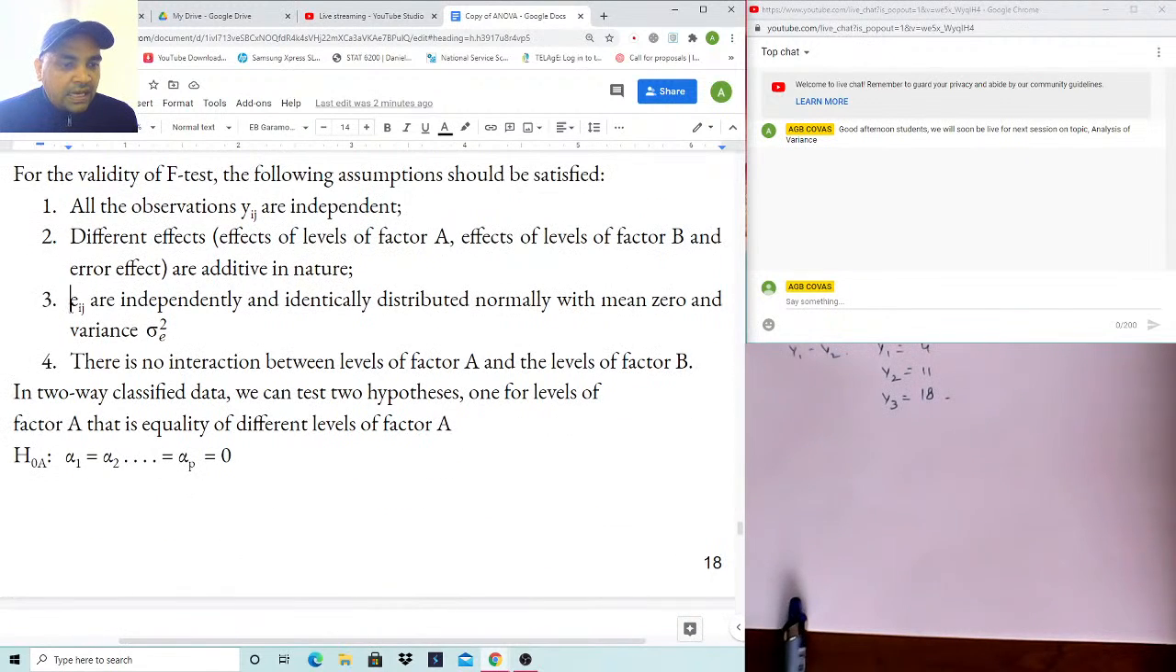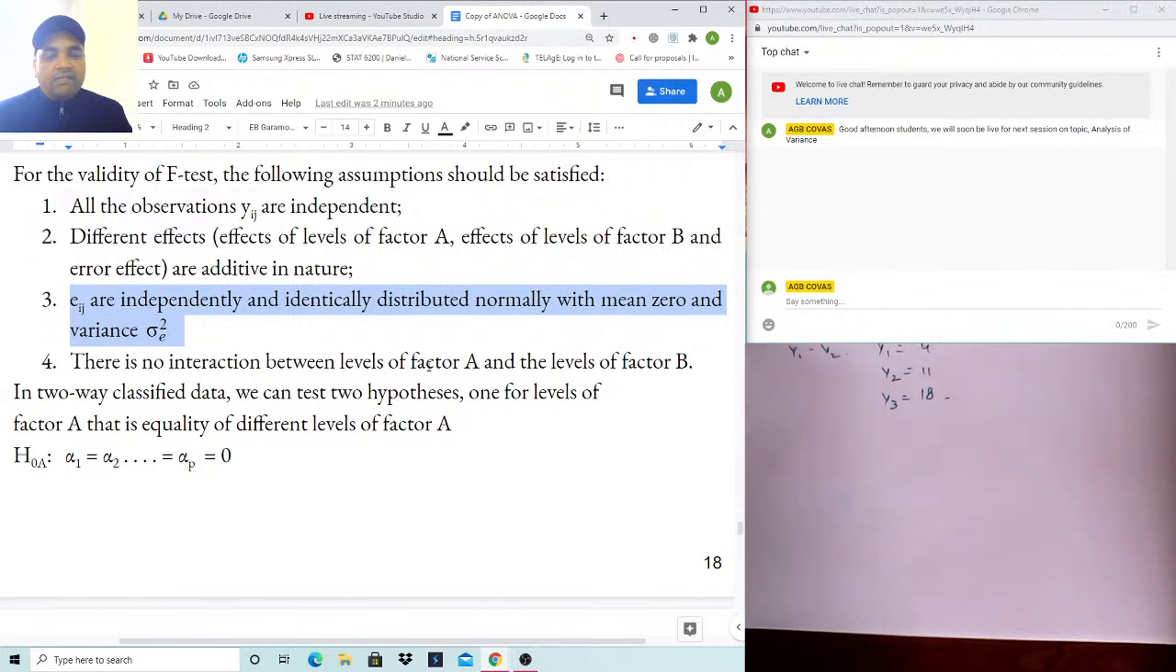Then Eij are independently and identically distributed normally with mean 0 and variance sigma e square. And there is no interaction between the level of factor A and the level of factor B. Then we will be doing this fixed, and that is why this is also known as fixed effect ANOVA. That is, our factors are fixed; those are not random, neither mixed. So this is fixed effect, and there is no interaction, right?